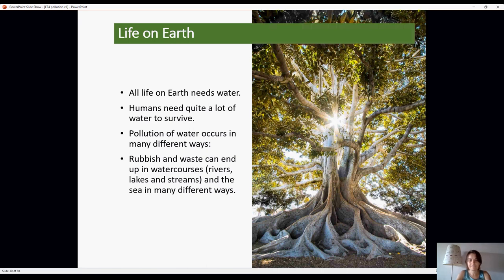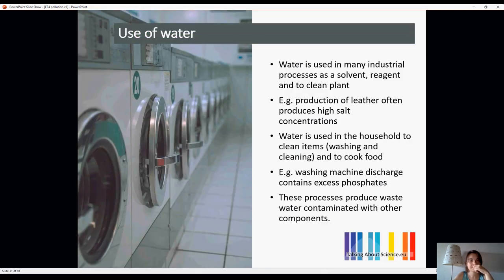And of course, quite often we've seen so many photographs of watercourses, rivers and lakes and streams being used as rubbish dumps, and also the sea, of course. So we talk about the plastic garbage island in the Pacific, and so I think we have a good idea as to the consequences of macro pollution of watercourses. But let's just think for a minute how we actually use water in the house, or in everyday life.